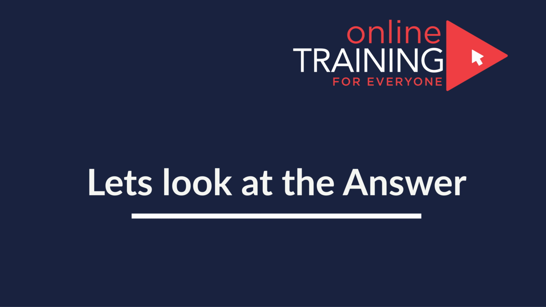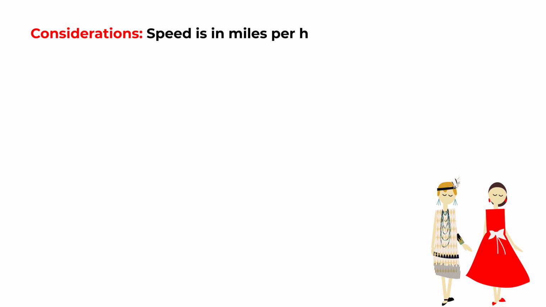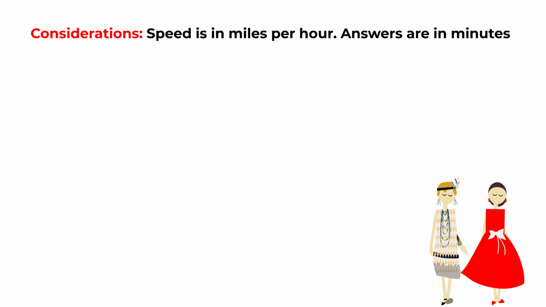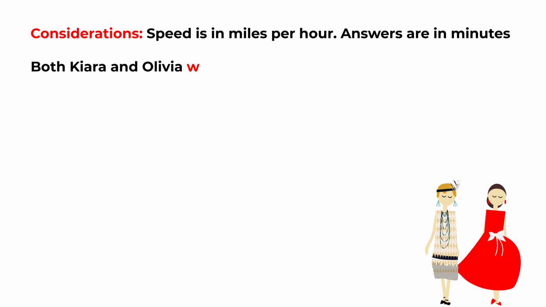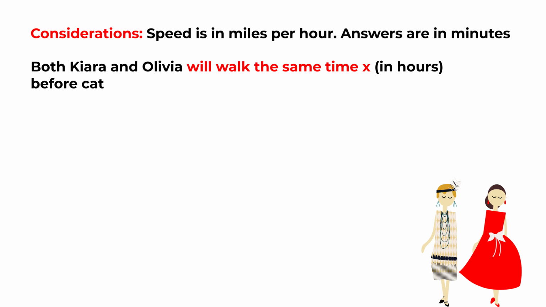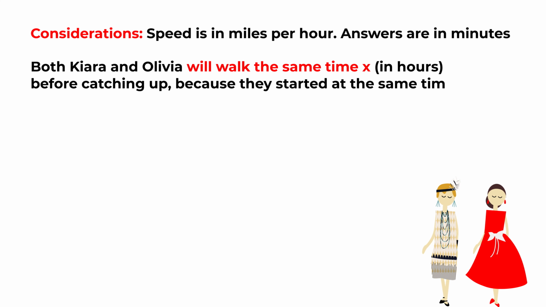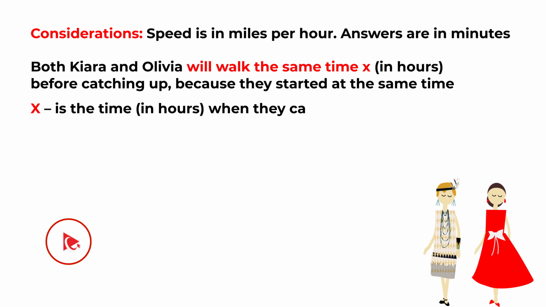One important consideration to help you solve this challenge is that the speed for both Kiara and Olivia is presented in miles per hour, but answers are in minutes. So at some point we would need to make a conversion. Another important point is that both Kiara and Olivia will walk the same time, and we can put it as x in hours before catching up, because they started at the same time. In our solution, x will be the time in hours when they will catch up and meet.